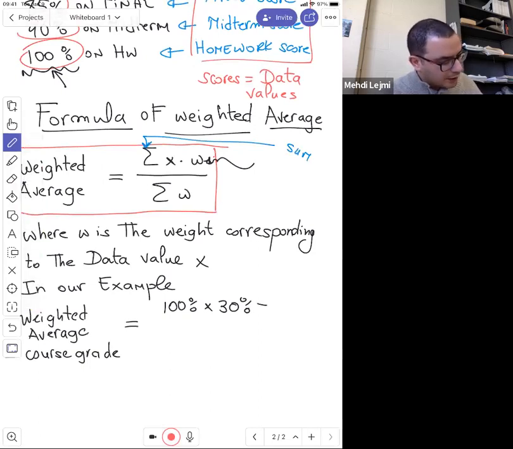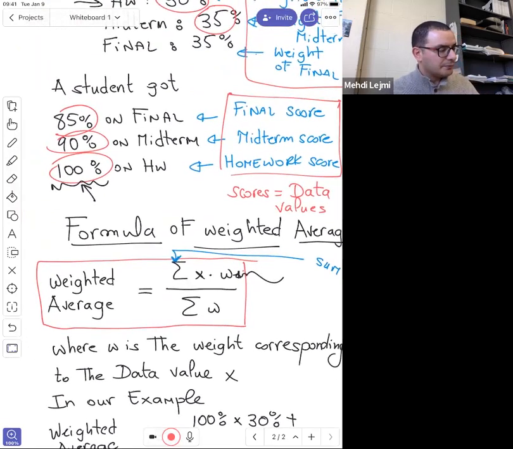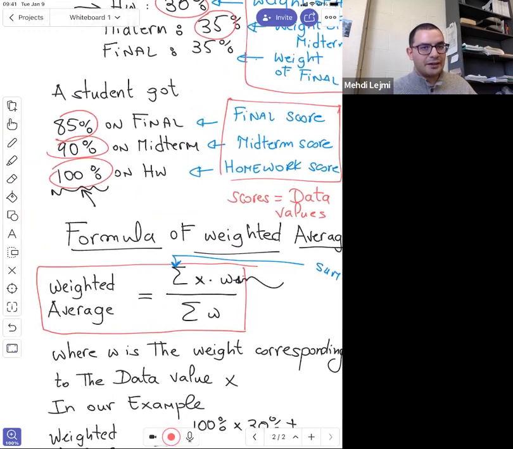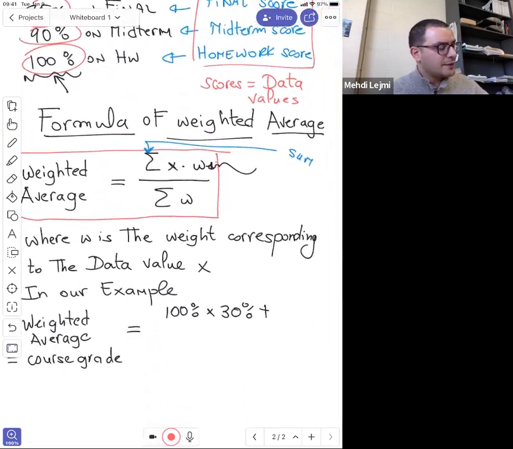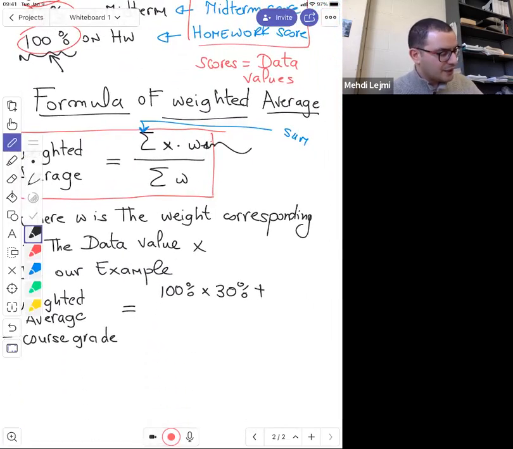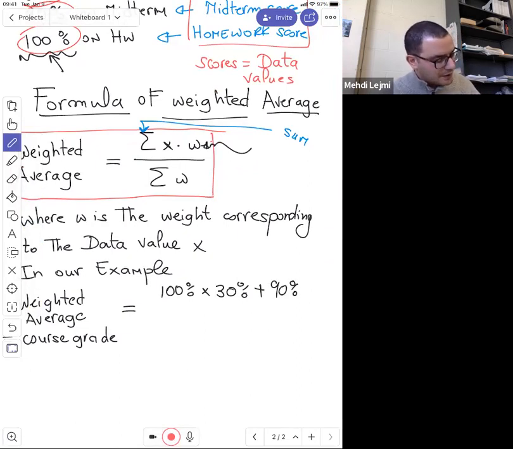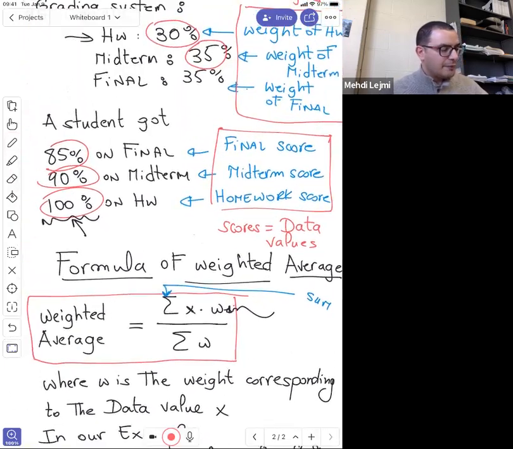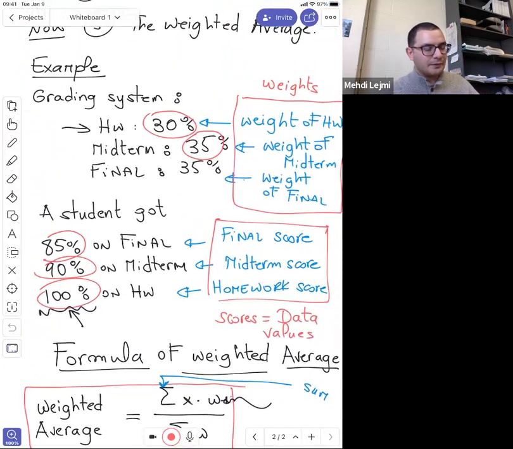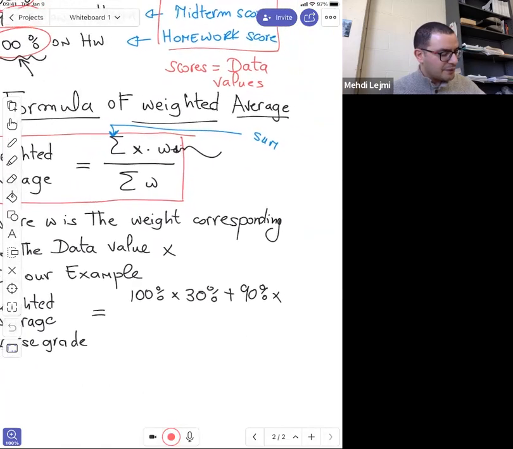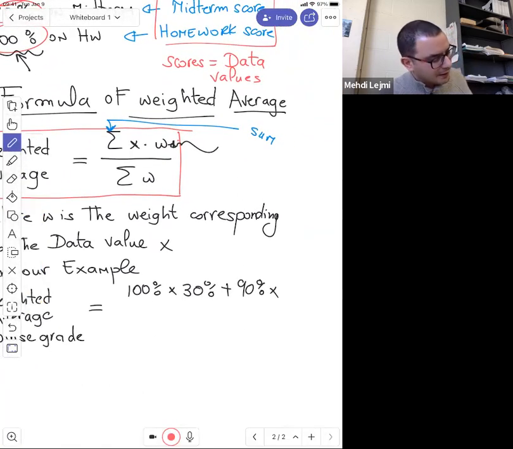Next the score, let's say it's the midterm. The student got 90% on the midterm, so my next data value is 90%. So plus 90% times the corresponding weight. What's the weight of the midterm? Well, the midterm is worth 35%. So we multiply the 90% by 35%.